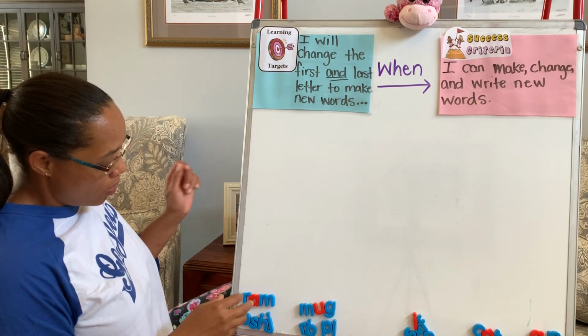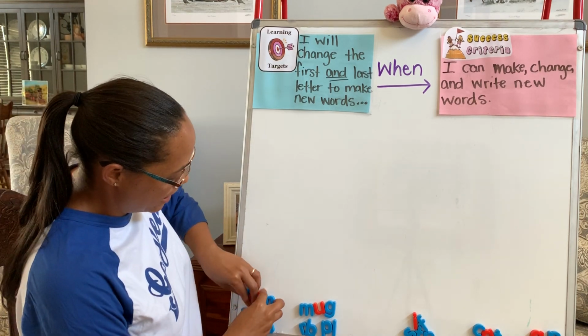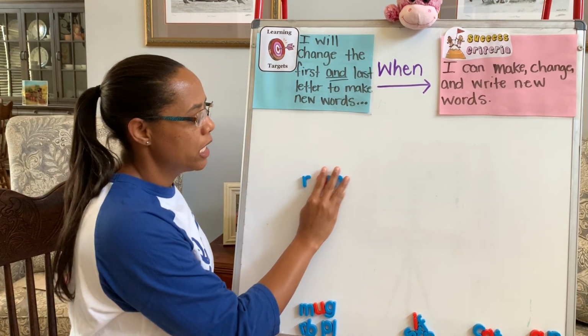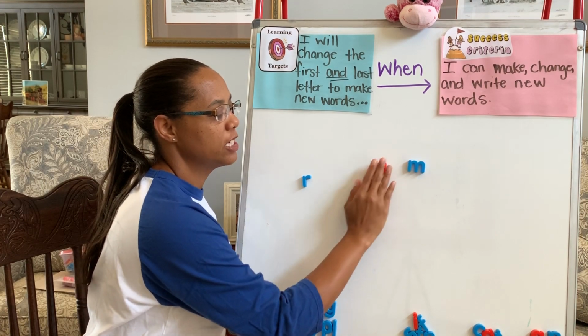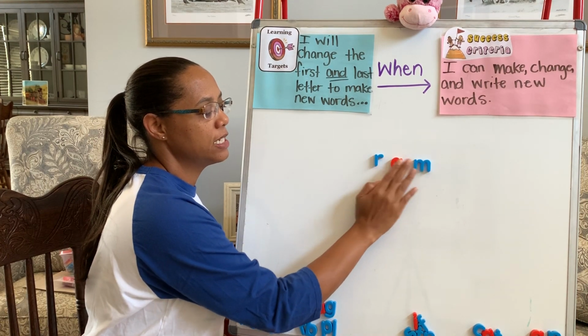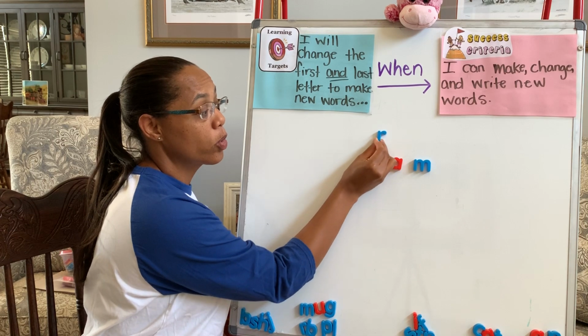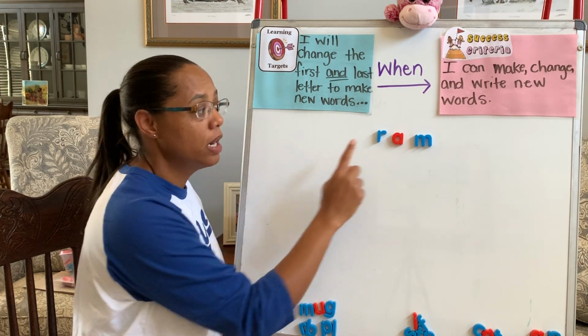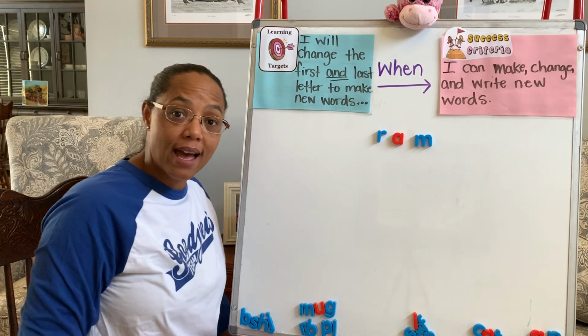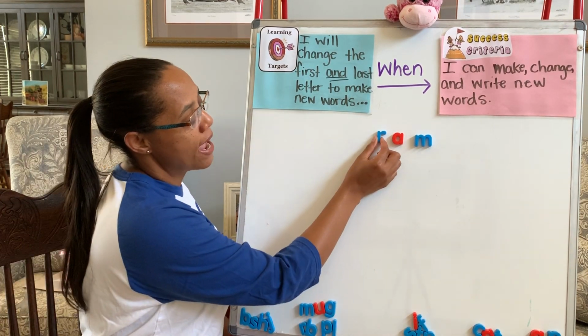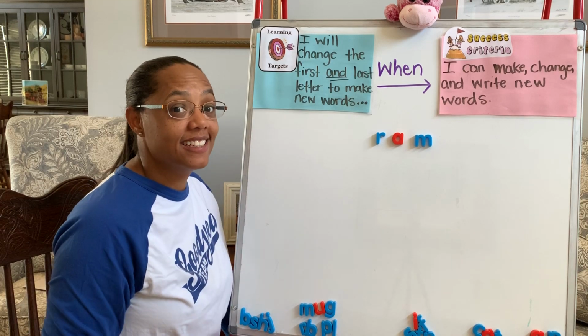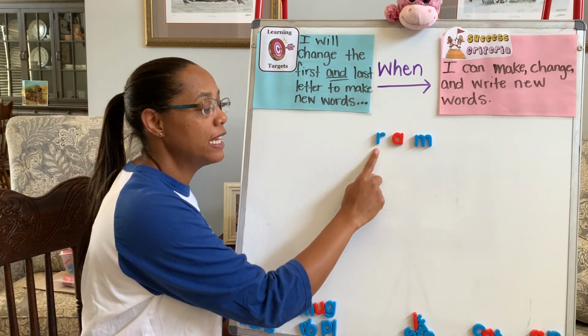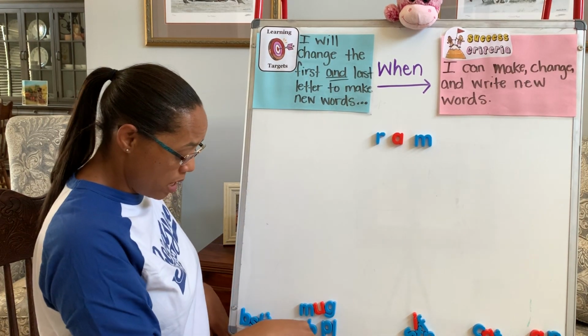So let's start with changing the first letters to make new words. Okay, so our first word, I'm going to slide this up. You remember in our last lesson, we pushed up sounds? So let's push these up to make this word. Am. What's our word? Ram. That's right. So our word is ram, but we're going to change the first letter to make a new word.